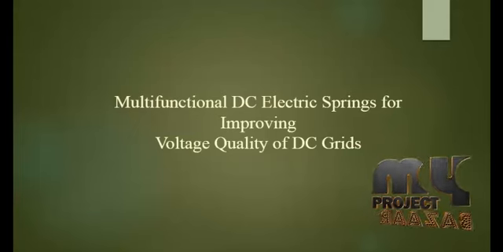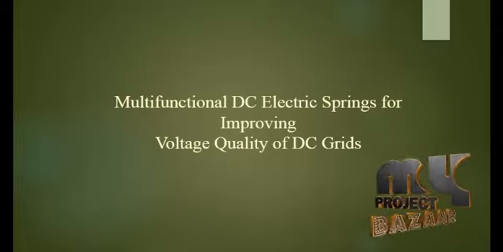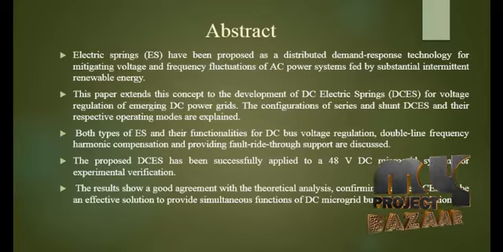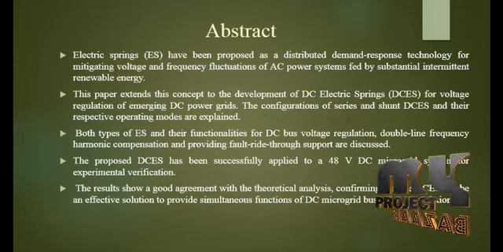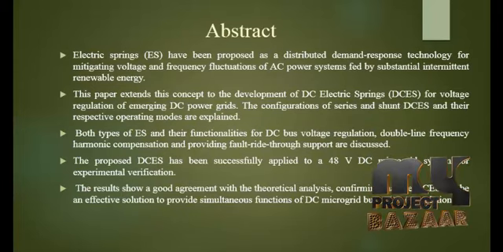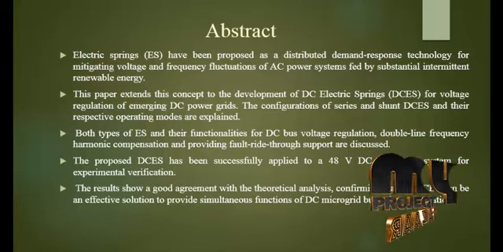Now we are going to discuss the project, multifunctional DC electric spring for improving voltage quality for DC grids. Now we are going to discuss the abstract of our project. An electric spring is a system used in the intermediate section of the grid.